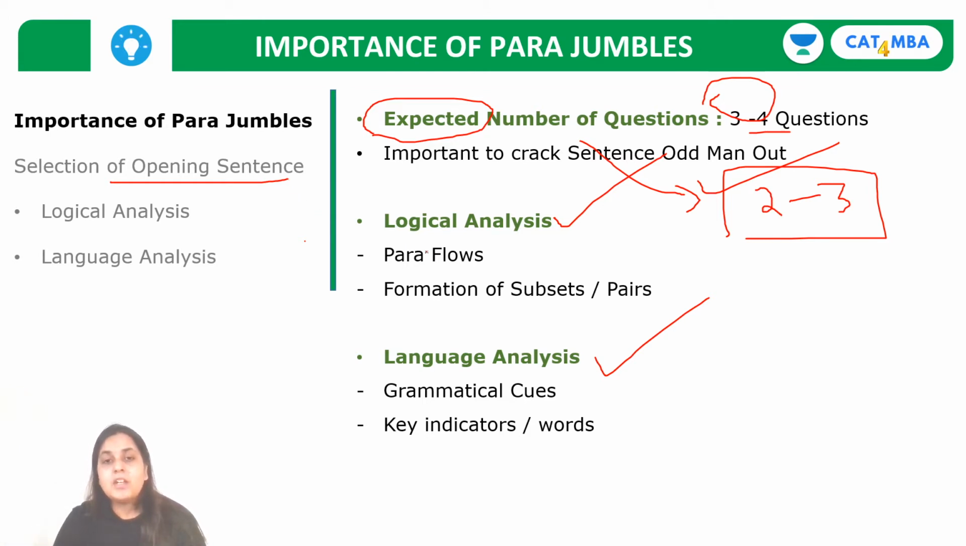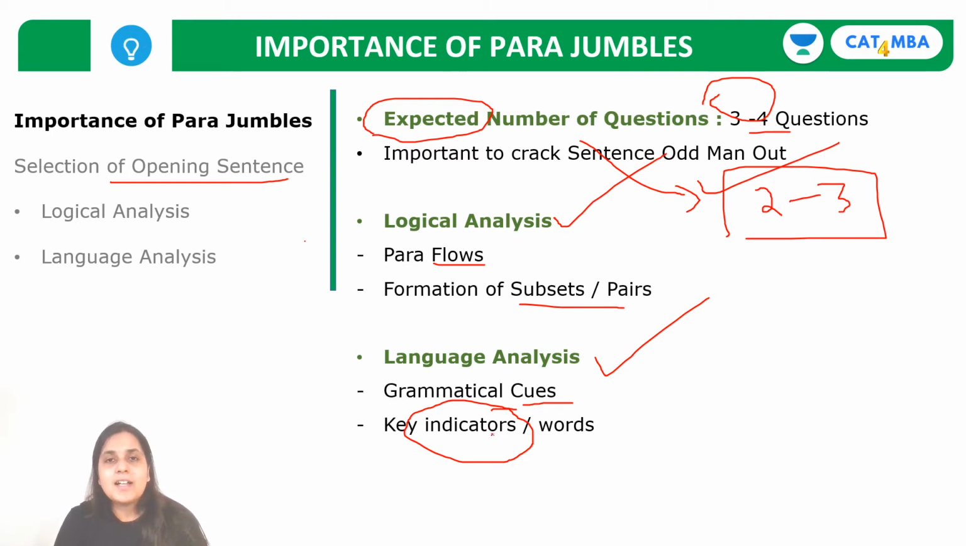subsets and pairs. You need to know the paragraph flows, general essay type, personal essay type, comparative essay type, narrative type, links for formation of sentences, what are the grammatical cues, what are the key indicators or words that we have to focus on, how do we link the right ideas together. All of this we will be discussing.